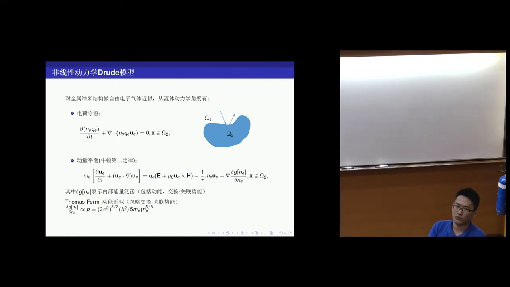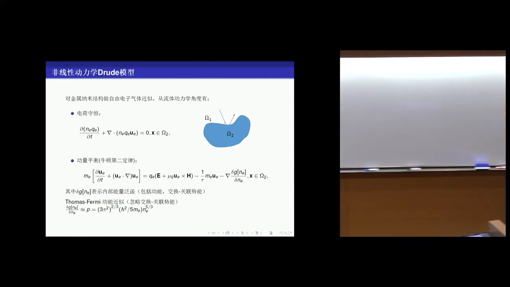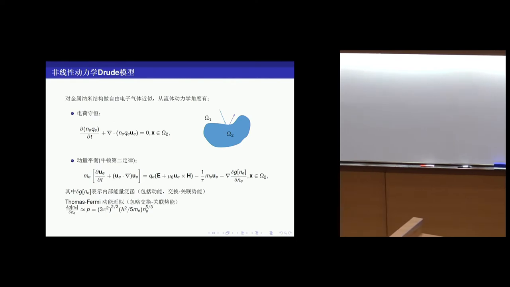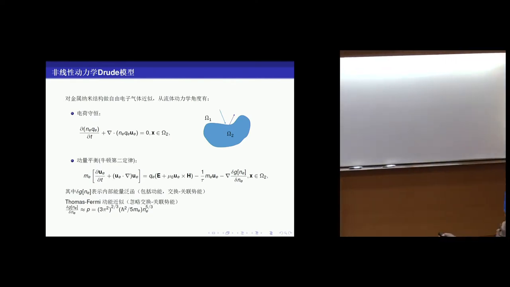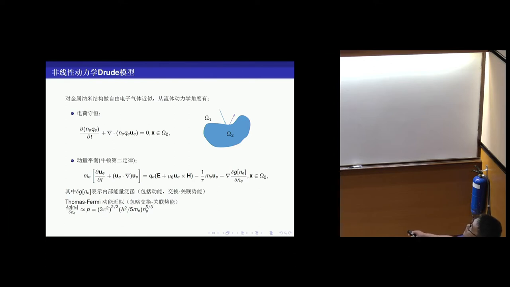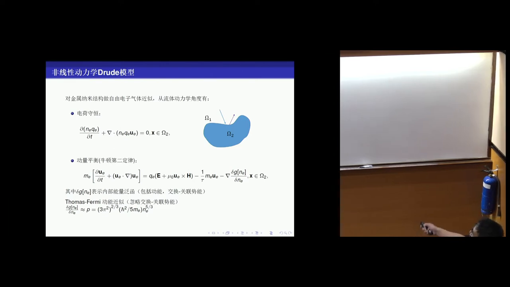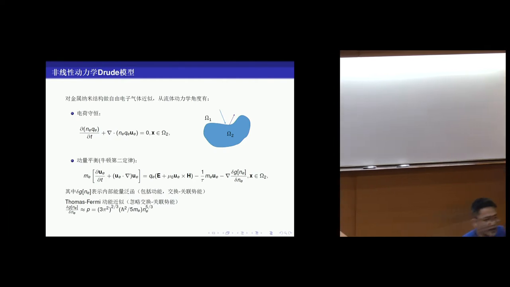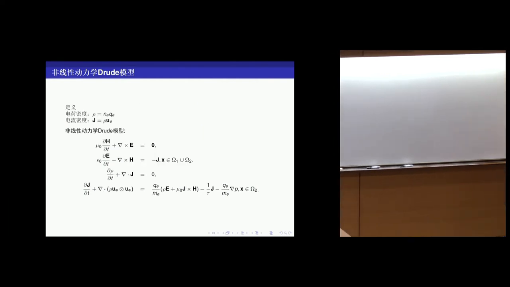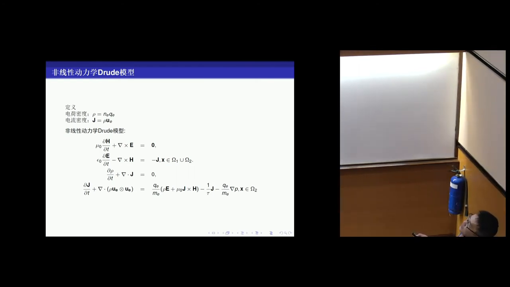There is one group using the nonlinear Drude model. On the basis of this work, we developed this model. We use the conservation law of the electron. This is the conservation of the mass. And this is the conservation of the momentum, actually Newton's second law. And Q is the electron charge, and we have some parameters. E is the electric field, H is the magnetic field, and U is the speed of the electron. And here is a Thomas-Fermi nonlinear function. So this is a typical nonlinear hydrodynamic Drude model.